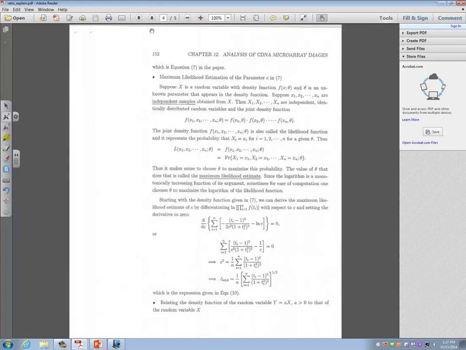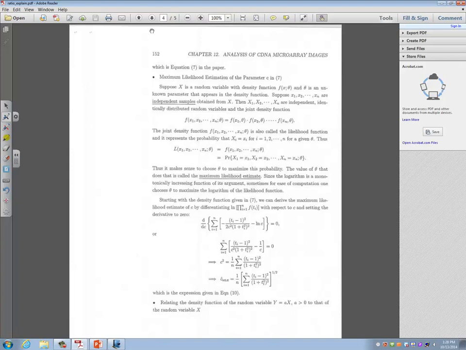So suppose, based on this probability density function, you are getting samples x1, x2 up to xn. These are independent samples or measurements that you're getting, obtained from x. Then x1 through xn are independent, identically distributed random variables, and the joint density function will be the product of the individual densities, right? So the joint density function, f of x1, x2 up to xn and theta, is also called the likelihood function, right?